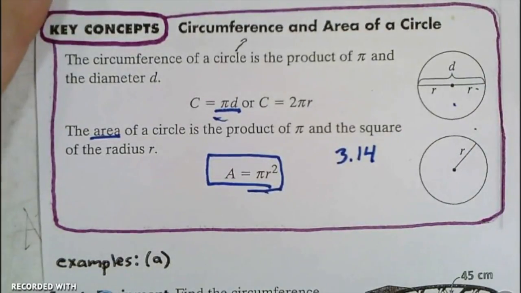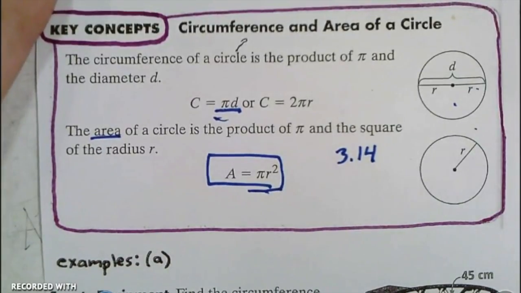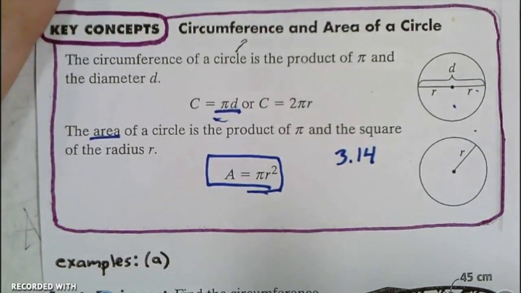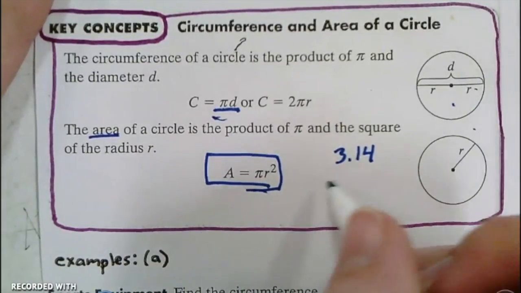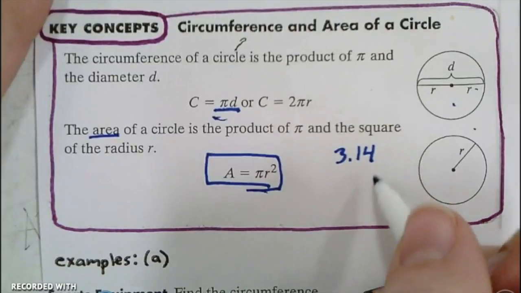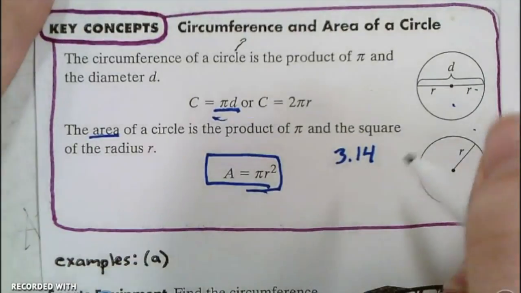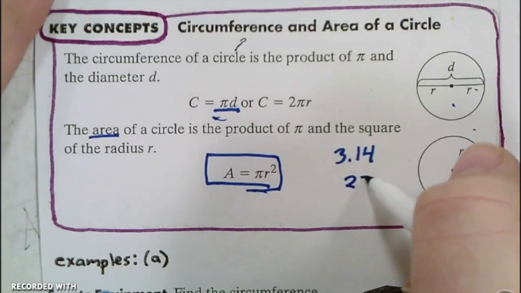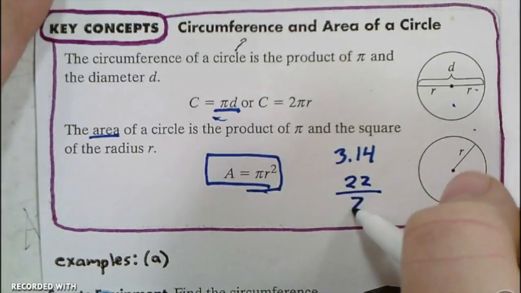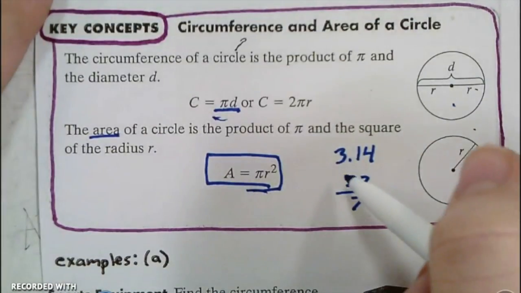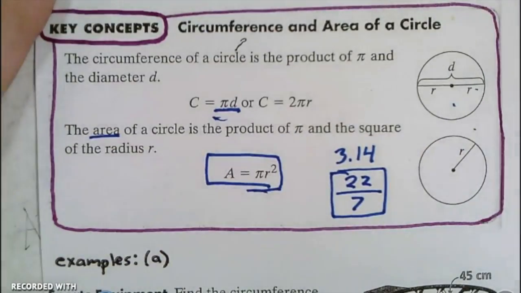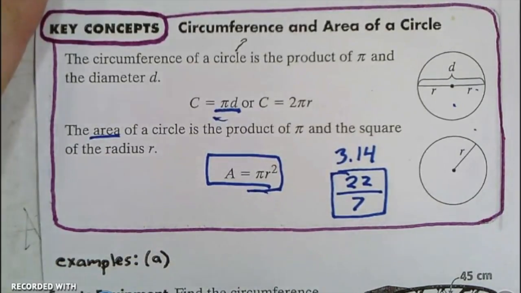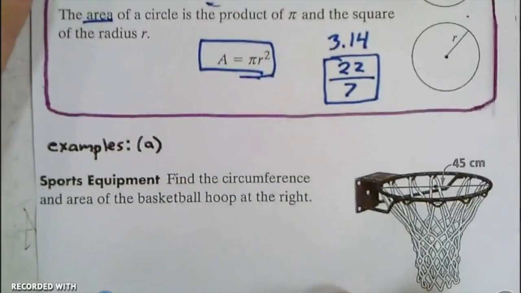I also will mention that we've learned pi as 3.14. Using the button pi on your calculator will give you a more accurate answer than just rounding it to 3.14. But if you were doing it shorthand, you certainly could use this. It also is the same thing as 22 sevenths. So you probably haven't learned it as a fraction, but if you like working in fractions, that's what pi is as a fraction.